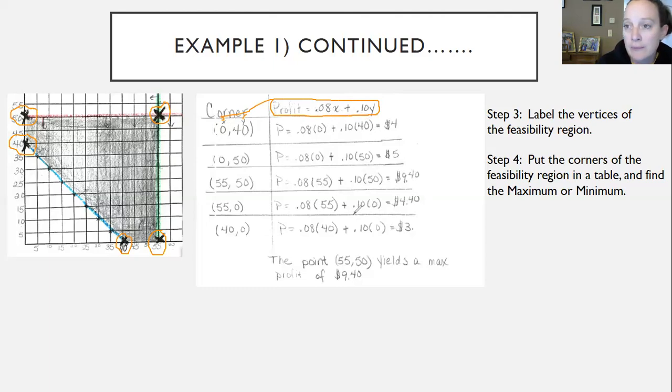This right here is going to be the most important sentence that you write for these problems. It's your solution sentence. I don't want to look at a table and be like, yep, they got the answer right. Mr. Hogsett and I want to know that you understand how to interpret your table. So you have to write a sentence at the very end saying the point (55, 50) will yield a max profit of $9.40. The next example will be a little bit more complicated because now I'm going to start to attach meaning to all of those inequalities. Stop the video here, finish all of these notes, and then join us for that next example.